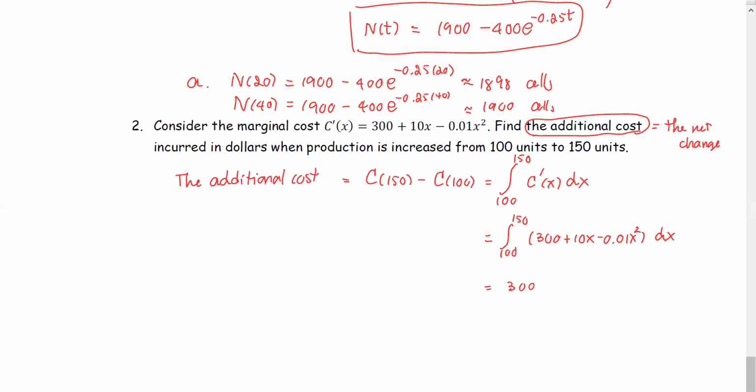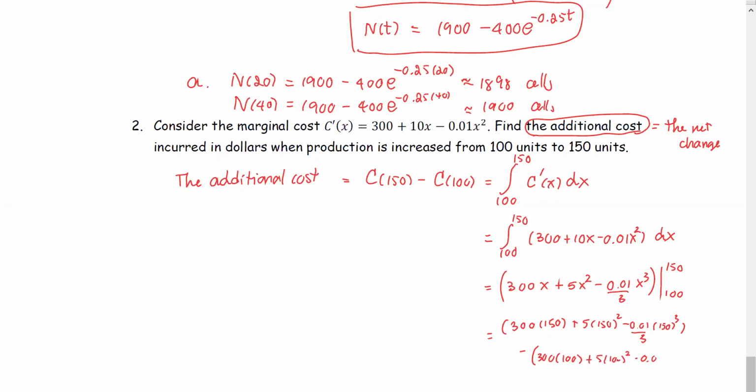Find the antiderivative: 300x plus 5x squared minus 0.01 divided by 3 times x to the third power. Evaluate from lower limit 100 to upper limit 150. 300 times 150 plus 5 times 150 squared minus 0.01 divided by 3 times 150 to the power 3, subtracted by 300 times 100 plus 5 times 100 squared minus 0.01 divided by 3 of 100 to the power 3. That gives us the result $69,583.33.